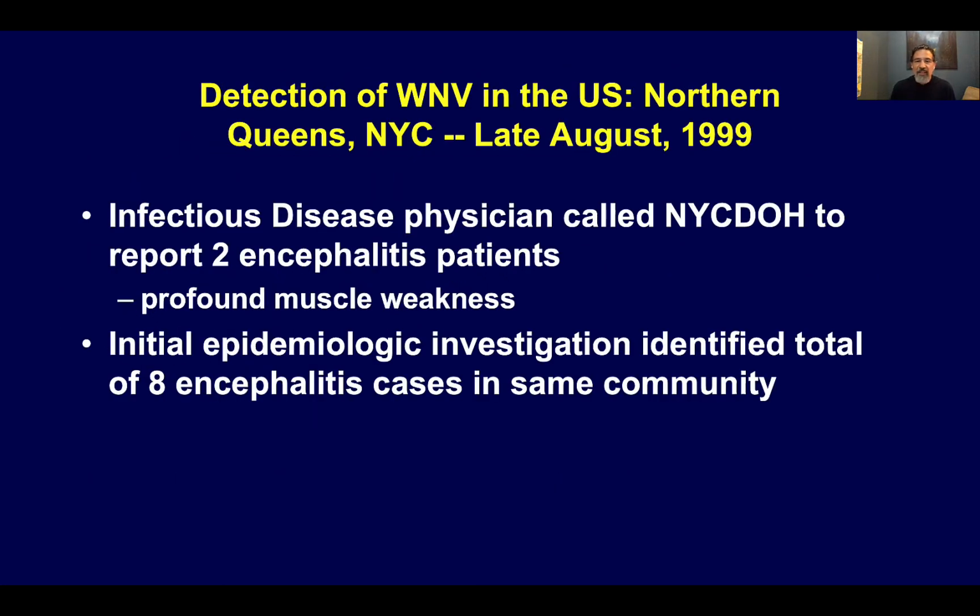It was in late August of 1999 that an infectious disease physician from Flushing, Queens, called the New York City Health Department about 2 encephalitis cases that she had seen at a hospital there. Both of the cases had encephalitis, but also an unusual finding with encephalitis of profound muscle weakness. And this is the reason why she called the health department. You recall that providers are expected to get in touch with the health department in situations where there are unusual clusters of illness. And she felt this was unusual enough to pick up the phone and call.